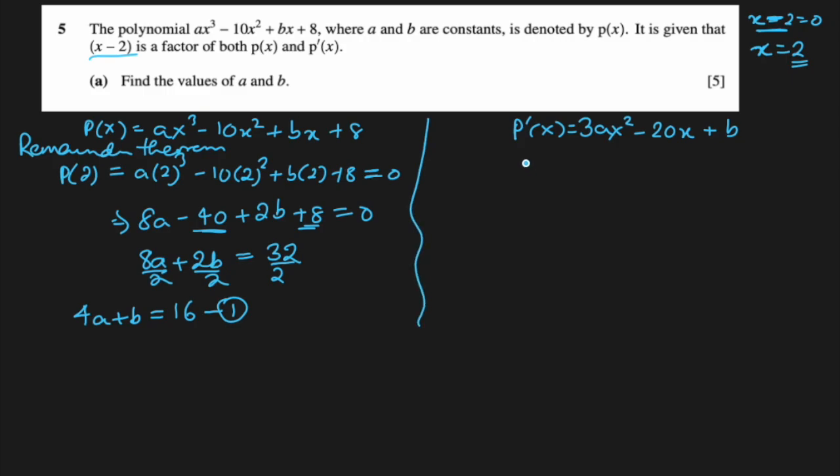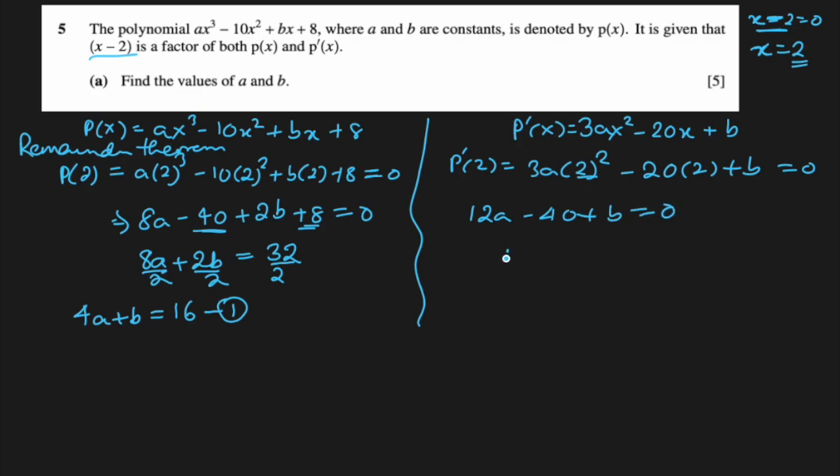Now x minus 2 is a factor of this also. P prime of 2 is equal to 3a times 2 squared minus 20 times 2 plus b. It should also be equal to 0. 4 times 3, 12a minus 40 plus b equal to 0. Keep a and b on one side and bring 40 to the other side. This is equation number 2.